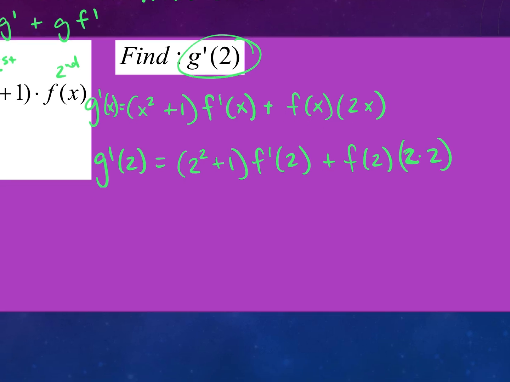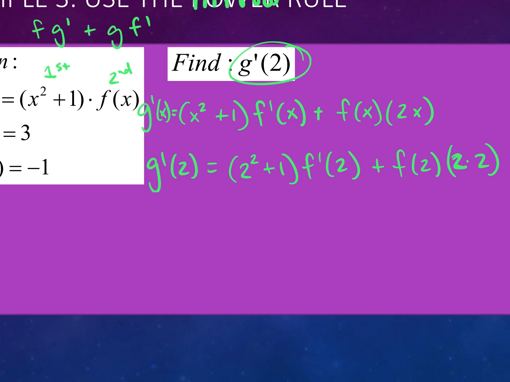What is f prime of 2? -1. It tells us that right here. So I'm going to replace the f prime of 2 with -1. What is f of 2? 3. It tells us that here. So I'm going to replace f of 2 with 3.